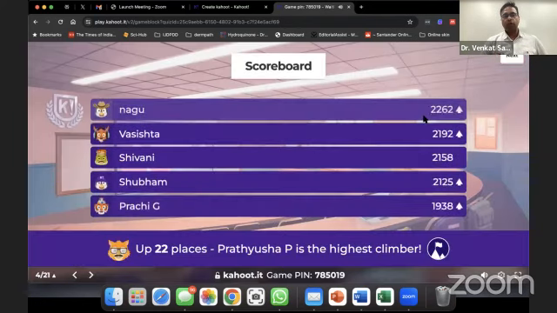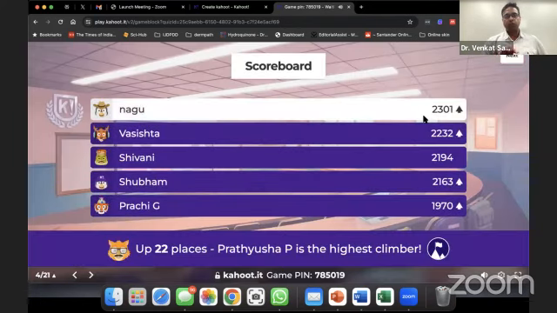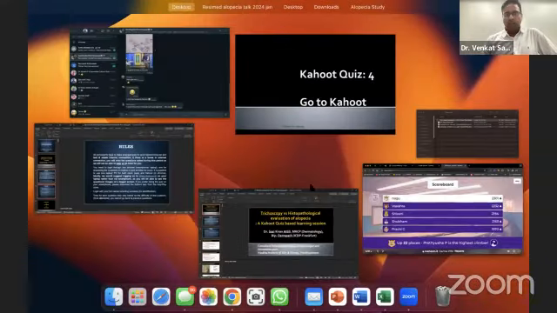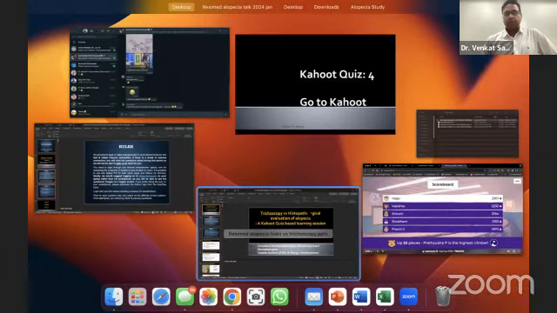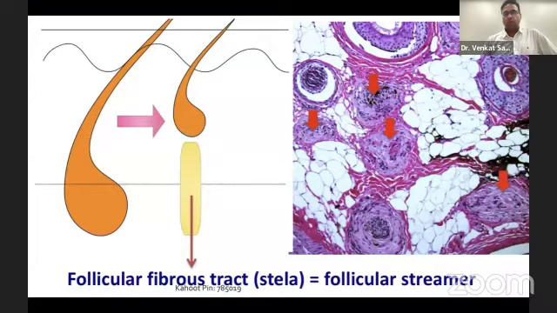Let's first see what the leaderboard is looking like. Nagu, Vashishta, Shivani, Shubham, and Prachi now. Up 22 places, Pratyusha P, who's somewhere at the bottom, but up 22 places, which is good. Excellent.